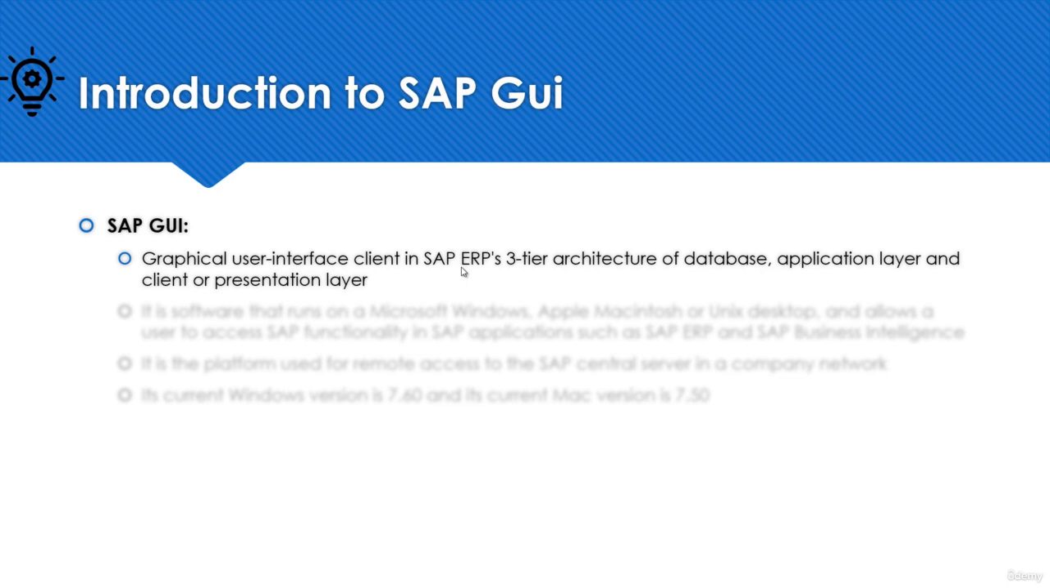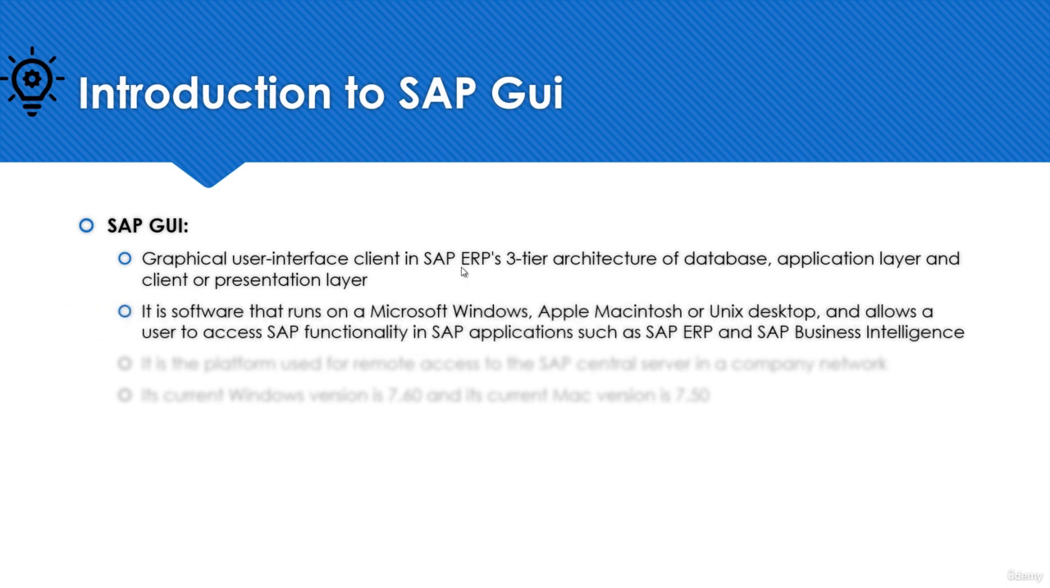It is a graphical user interface client in the SAP ERP 3 tier architecture of database, application layer, and client or presentation layer. It is software that runs on a Microsoft Windows, Apple Macintosh, or Unix desktop and allows a user to access SAP functionality in SAP applications such as SAP ERP and SAP Business Intelligence. It is the platform used for remote access to the SAP central server in a company network.